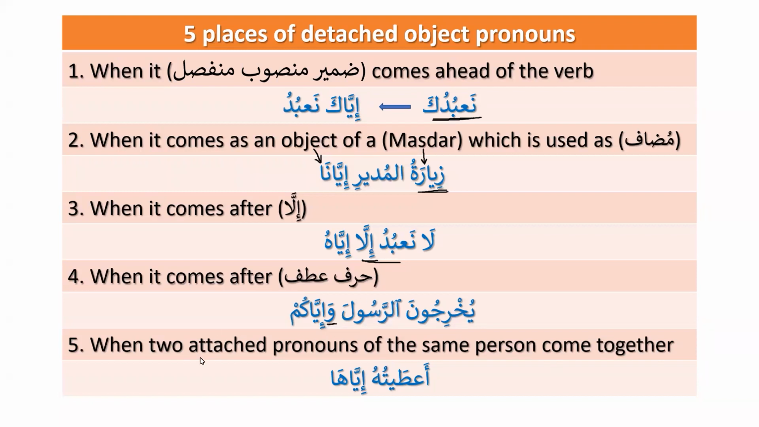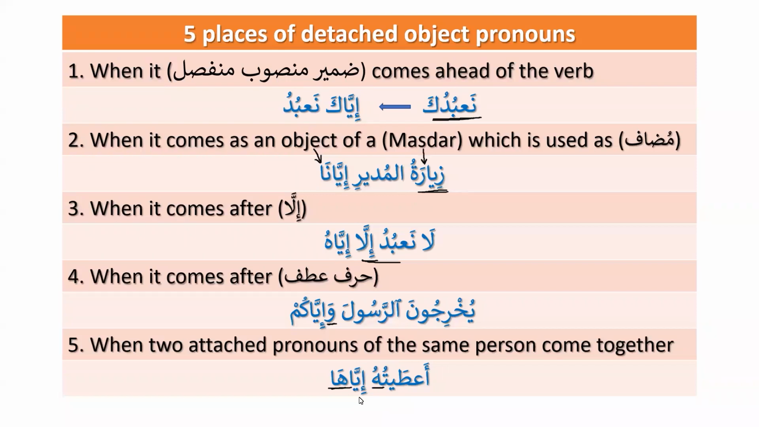And the last one is when two attached pronouns of the same person come together. As we know that we have the third person, the second person and the first person. If we have two pronouns from the same person, for example hu and ha, which are third persons, it's not possible to use them together. So what do we have to use? We have to use iyyaha or iyyahu. A'taytuhu iyyaha. I gave it to him.